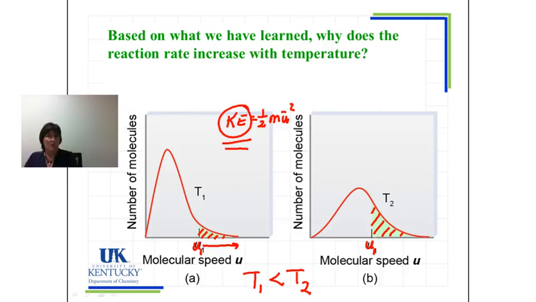So this is our look at collision theory and trying to explain what's happening on the molecular level that causes the rate to increase with concentration. You increase the concentration, you have more collisions. And it causes the rate to increase with temperature: if you've got a higher temperature, you have more molecules that can get over that mountain, that activation energy barrier, to get to the other side and form products.